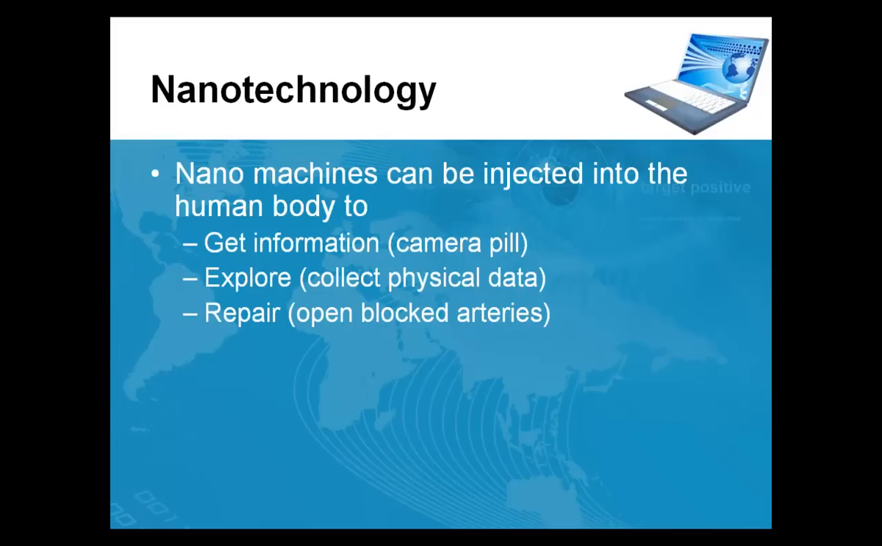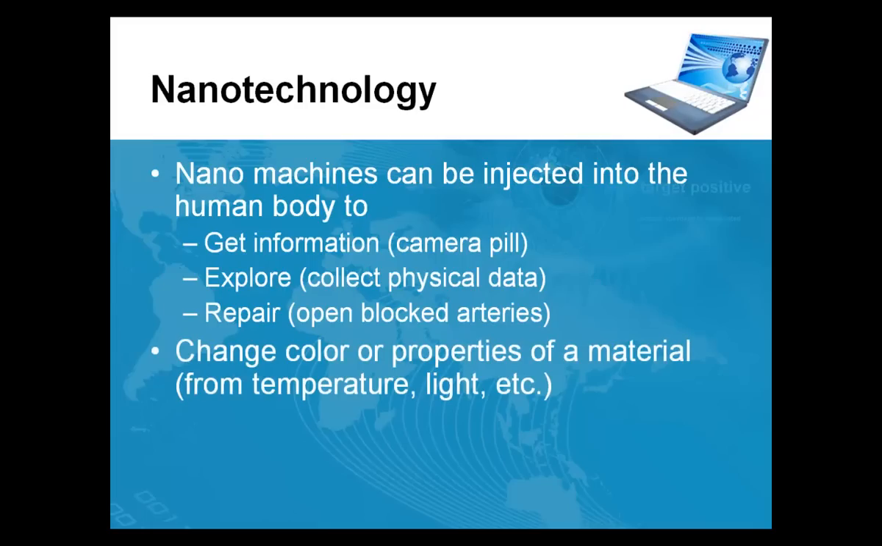Perhaps we could eliminate strokes and heart attacks in this manner. You'll never feel these machines in your body. They're far too small to notice. We can also put these nanobots into materials, and they can change the color or the properties of that material based on temperature, light, or any other factor.